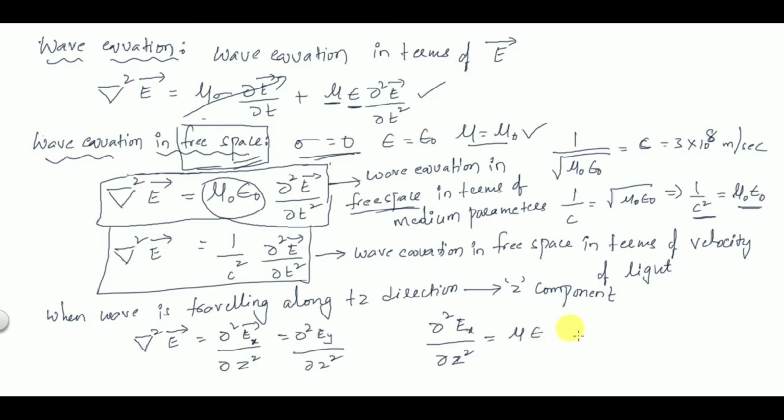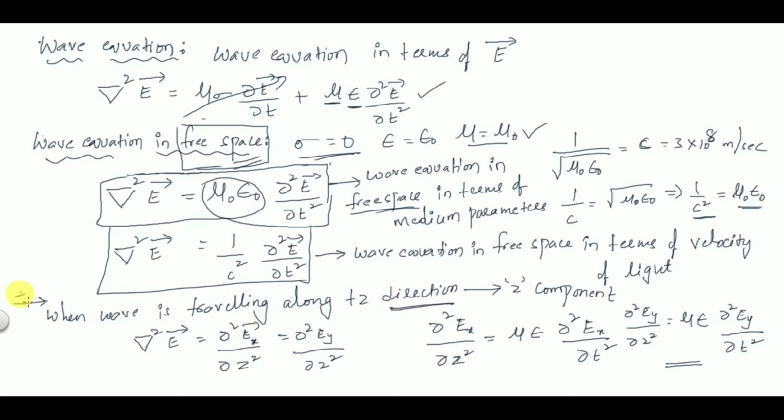So mu epsilon into ∂²Ex/∂t², or in terms of y, if you want to write, ∂²Ey/∂z² is equal to mu epsilon into ∂²Ey/∂t². Okay, so this is how you can write the wave equation if the wave is traveling along plus z direction.